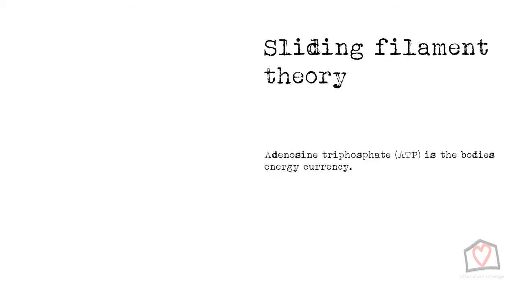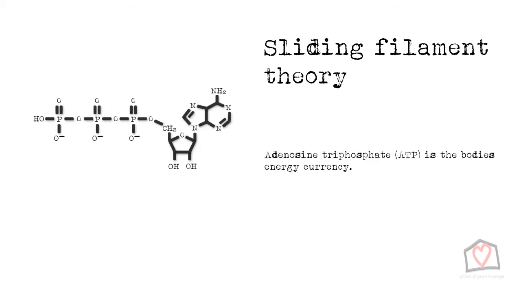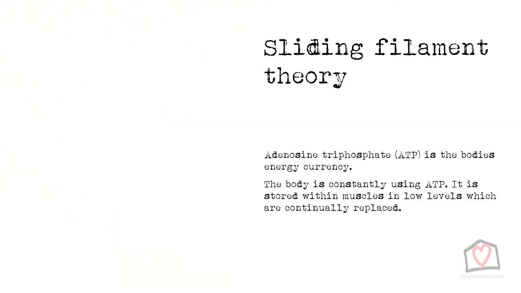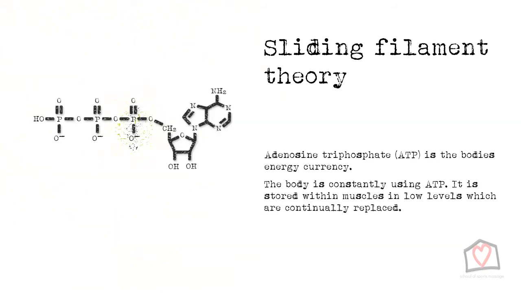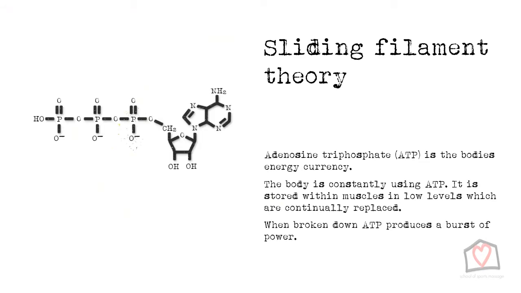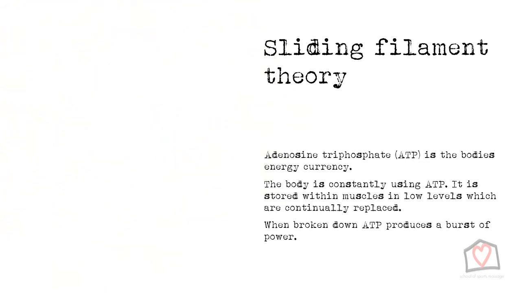Adenosine triphosphate, ATP, is the body's energy currency, a high-energy molecule. The body is constantly using ATP, so to make access to it easy, it is stored in the muscles in low levels, which are constantly being replaced. When the molecule is broken down, it produces a burst of power.